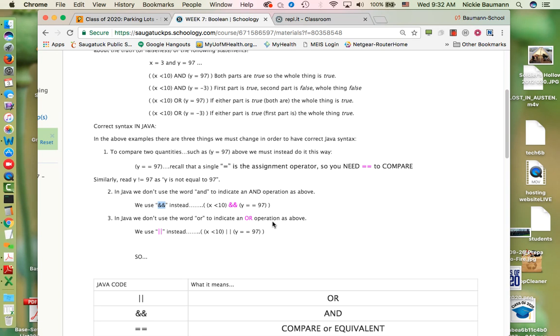And then if we're going to use or, to see if one or the other is true, we're going to use these two little sticks. And that can be found if you hit your shift key and the key right above the return or enter key. So it's near the curly brackets. And you're going to use two of those.